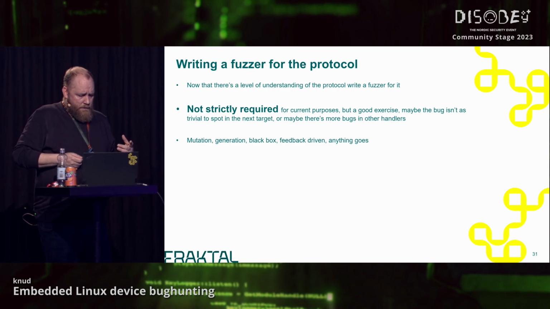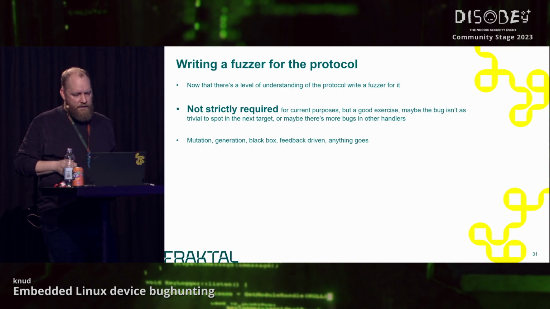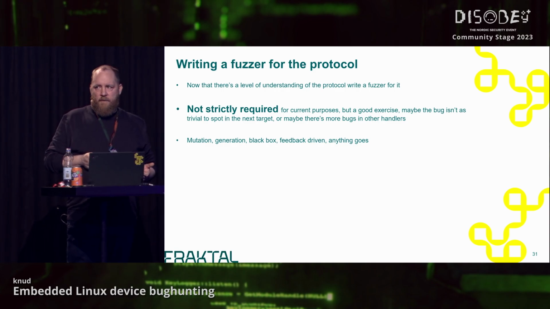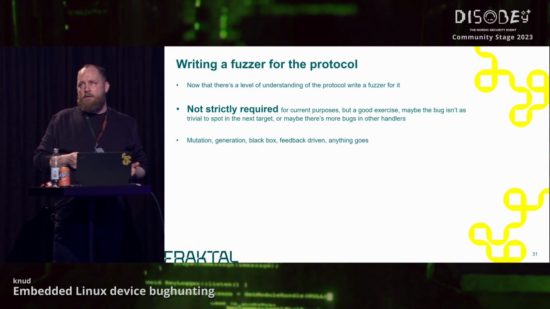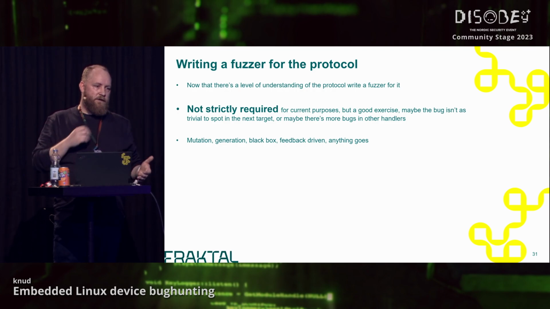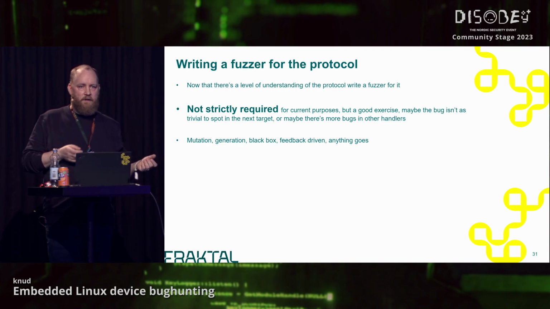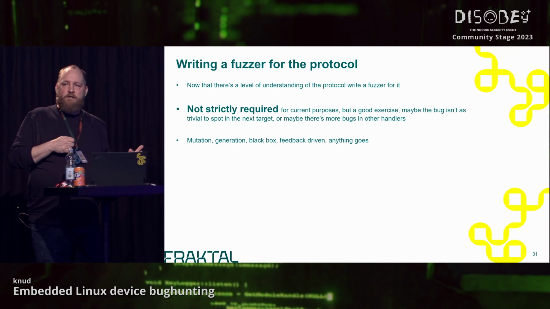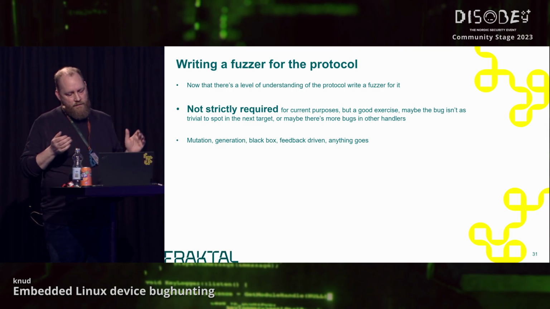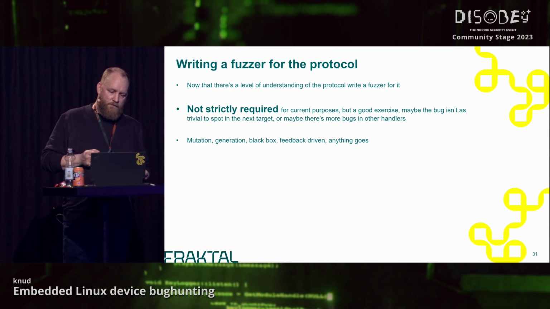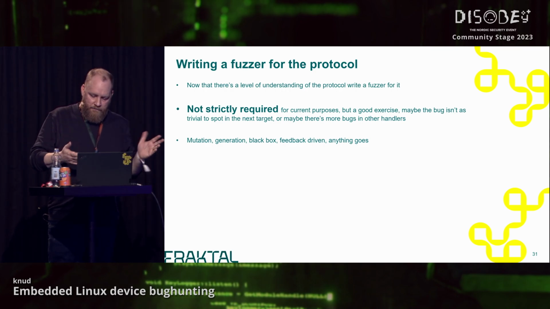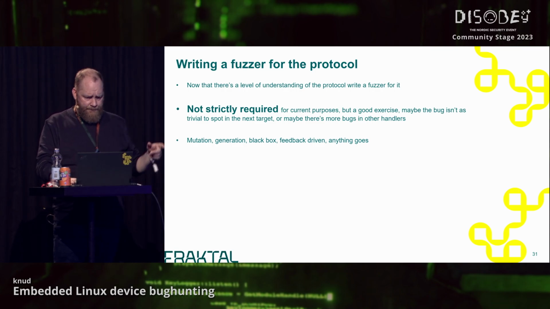So for fun and/or practice, I think it's a good idea to write a fuzzer for the protocol. You don't have to, but maybe because I understand the protocol and can write a fuzzer, maybe there are other bugs in the same area that are less trivial to spot, because API misuse is pretty easy to spot, but maybe it could also be some inline memory copies or something that can be a lot harder to spot, where you actually have to think a lot to see if they're doing something wrong. So I like to write a fuzzer once I understand something.